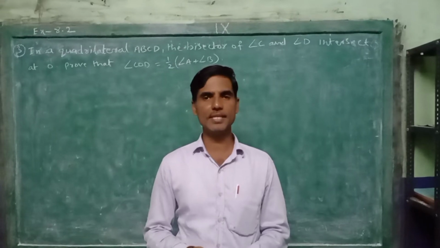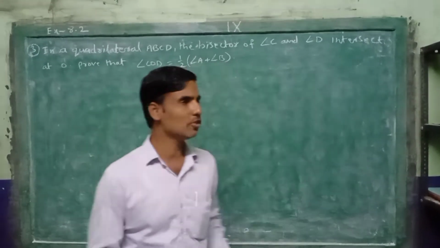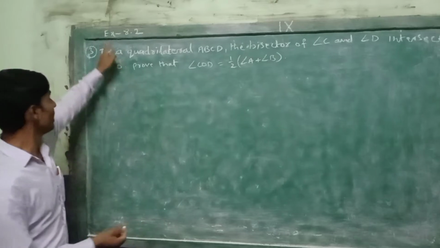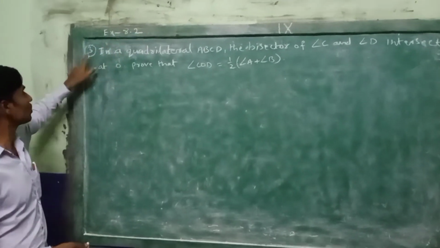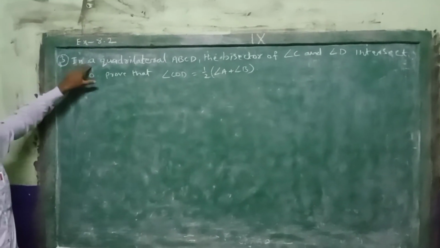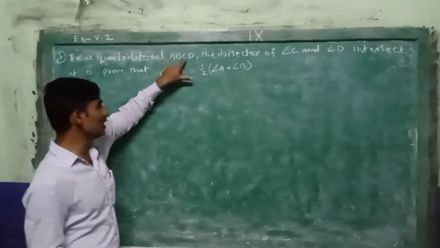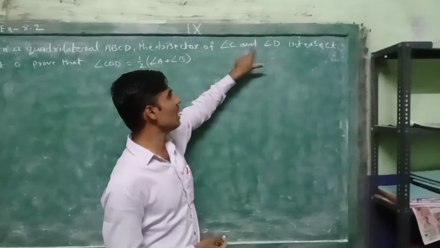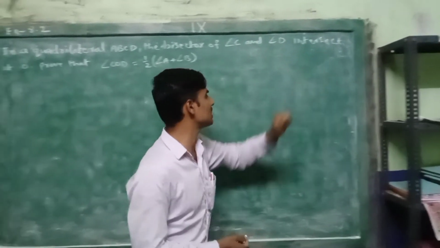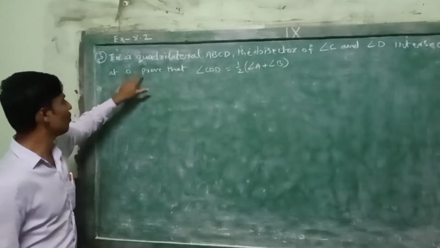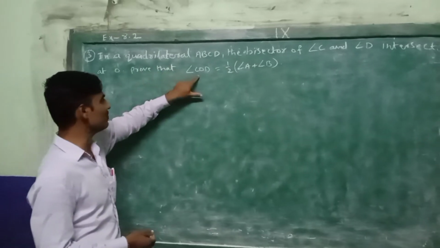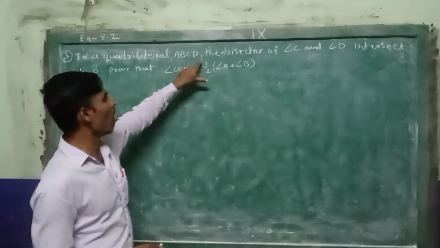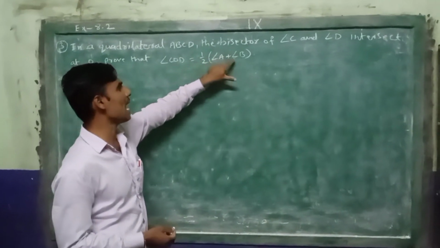Now we are discussing 9th class, 8th chapter, quadrilaterals, exercise 8.2, third problem. In a quadrilateral ABCD, the bisectors of angle C and angle D intersect at O. Prove that angle COD equals half into angle A plus angle B.